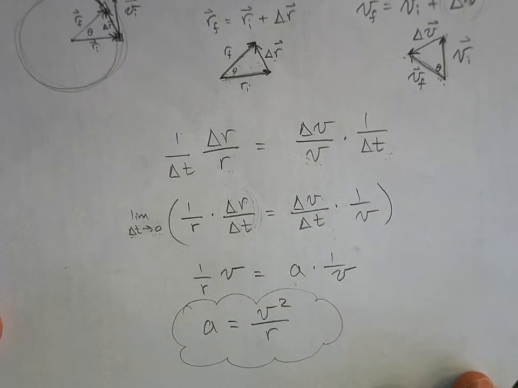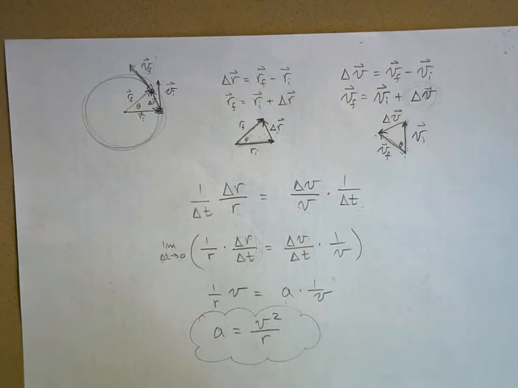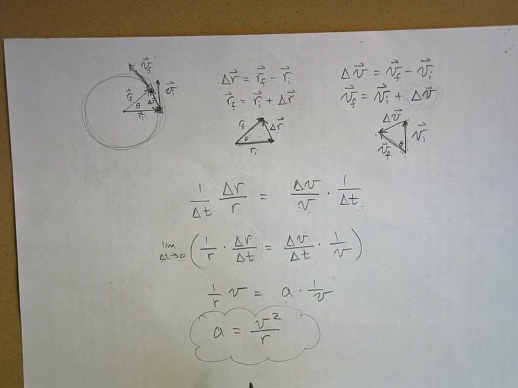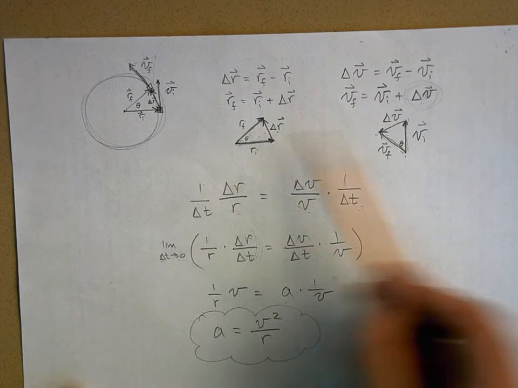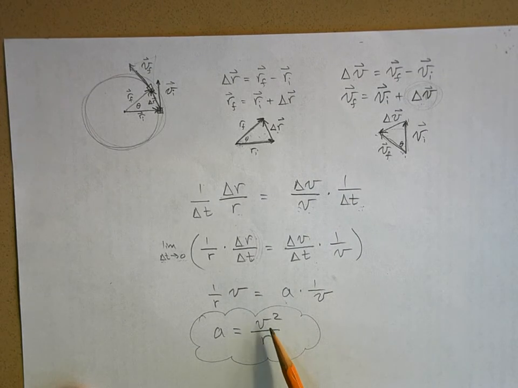Let me zoom all the way out here so we can see the whole thing. When we're moving in a circle, we are changing our velocity vector. We're not changing our speed, but we're changing our velocity vector. And you need an acceleration to do that. And we went through this little proof showing that the acceleration depends on the speed squared, velocity squared, divided by the radius. So the bigger your radius, the smaller your acceleration.